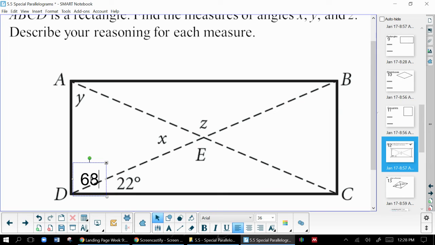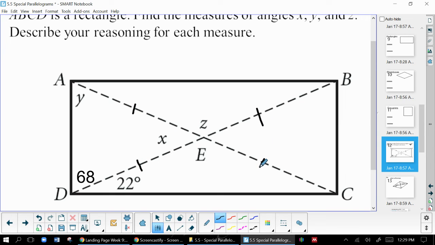Yes, 68. I can do math. Now, that wasn't one of the ones we wanted to find, but because this is a rectangle, we've got a couple of things going for us. These pieces are the same. All of these pieces are the same because they're equal diagonals and they bisect each other. All of those pieces are the same.